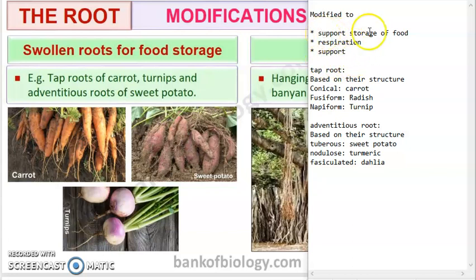Let us see what the first one is, which is storage of food, which means that food is stored in the root portion. In some plants, their roots are modified to store food. They get the capacity to store extra food in their root portion. And then comes respiration.